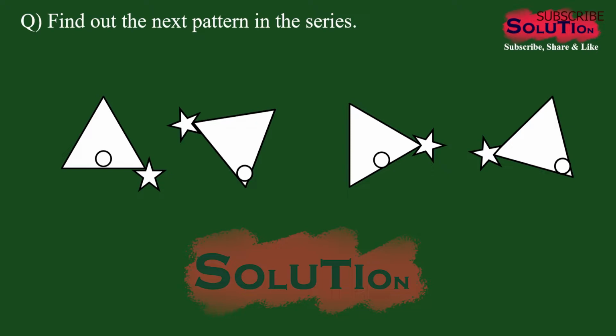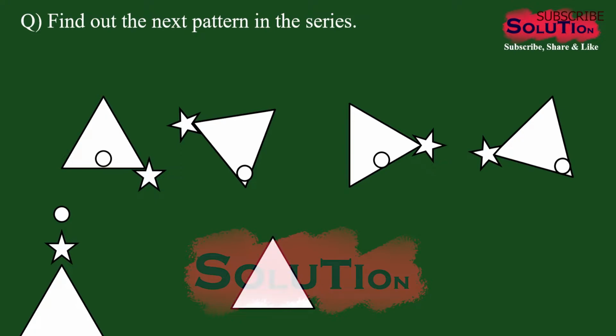So here, if you see, from the first figure, we can see it is a combination of three figures itself. One is the small circle, one is the star, and another one is the triangle. So let us move one part at a time. We'll start with the triangle. If we see the first picture and the second picture, it's like that.